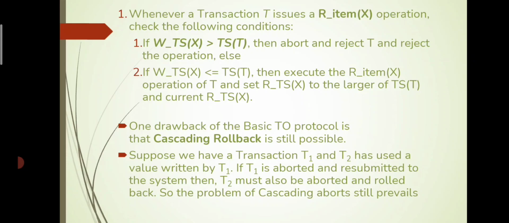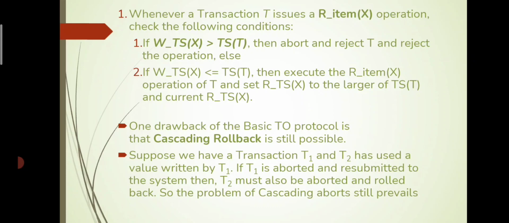Whenever a transaction T issues a read_item operation, check the following conditions. If W_TS of X is greater than TS of T, then abort and roll back T and reject the operation. Else, if W_TS of X is less than or equal to TS of T, then execute the read_item of X operation of T and set R_TS of X to the larger of TS of T and the current R_TS of X.